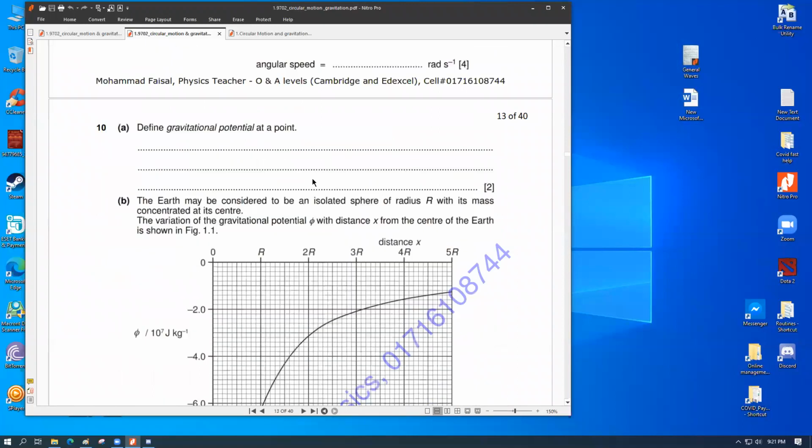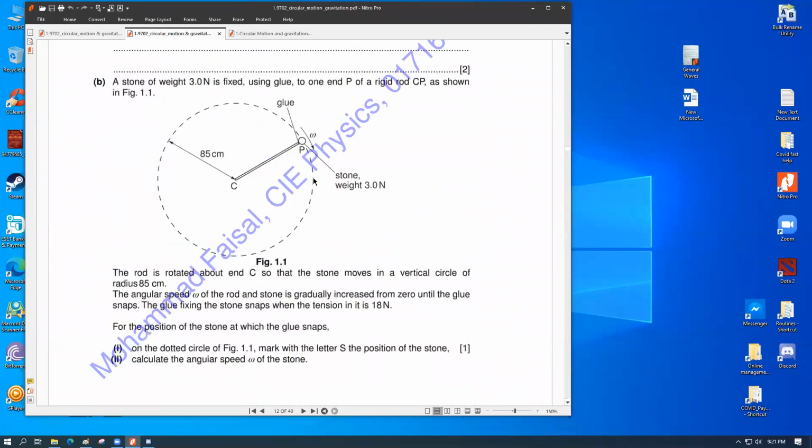9? 9B2. 9B2 দেখবো. A stone of weight 3.0 Newton is fixed using glue to one end P of a rigid rod CP as shown in figure 1.1. The rod is rotated about end C so that the stone moves in a vertical circle of radius 85 centimeter. Okay, vertical circle. Beautiful question. The angular speed omega of the rod and the stone gradually increases from 0 until the glue snaps. The glue fixing the stone snaps when the tension in it is 18 Newton.